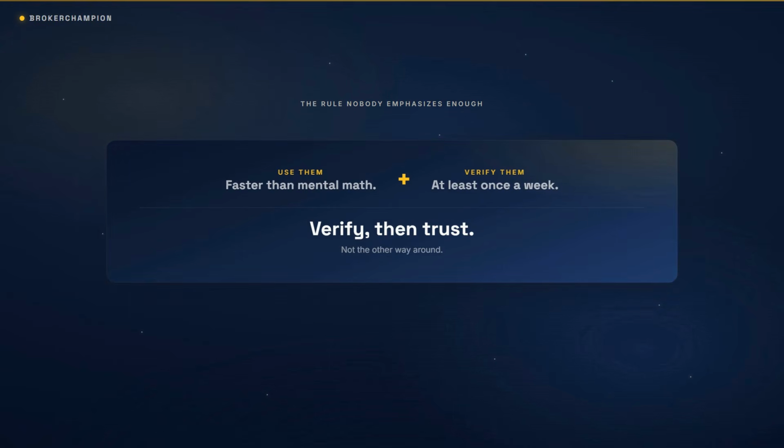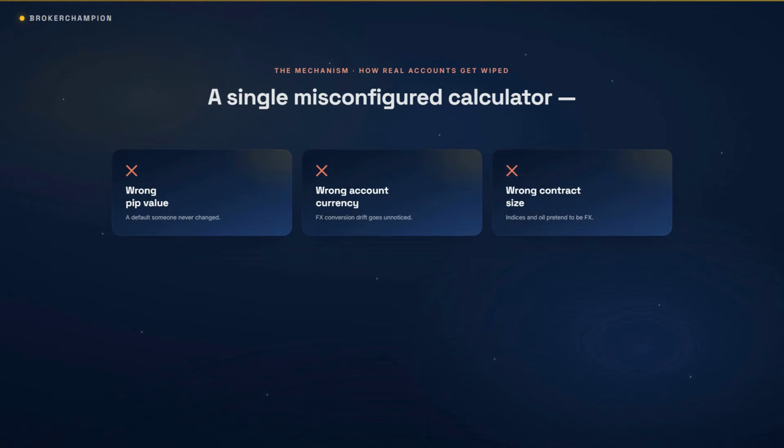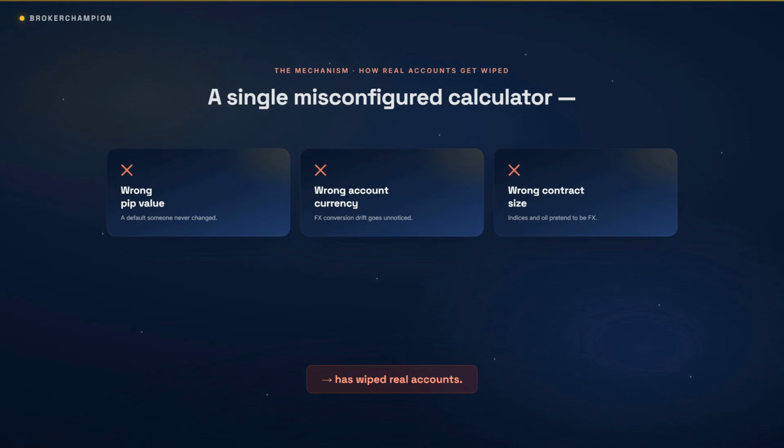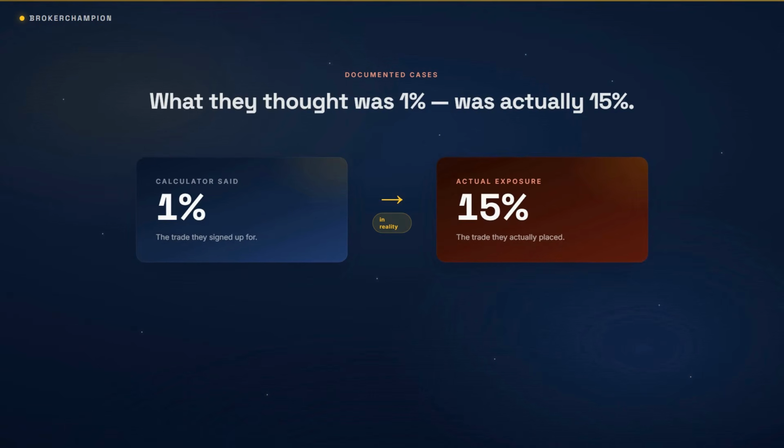But, and this is the part nobody emphasizes enough, verify the output against manual math at least once a week. Here's the mechanism. A single misconfigured calculator set to the wrong pip value, the wrong account currency, or the wrong contract size for that specific instrument has wiped real accounts. This is not dramatic. There are documented cases of traders who trusted a default on a third-party script and turned what they thought was a 1% trade into a 15% trade.